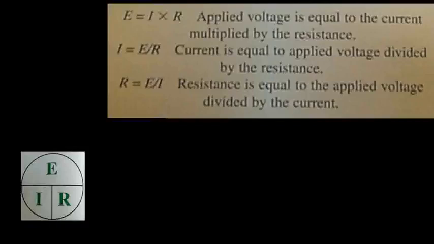If you want to find I, you cover it and it leaves E and R with a horizontal line between them, with E being on top. So you divide E by R, which equals your current. You can do the same for whatever value you are solving for. Take a few minutes and apply some values to different variables to sharpen your skills to get a clear picture of the relationship between the three. Example: if voltage, or E, equals 10 and resistance equals 5, what is I? That would be 2 amps.